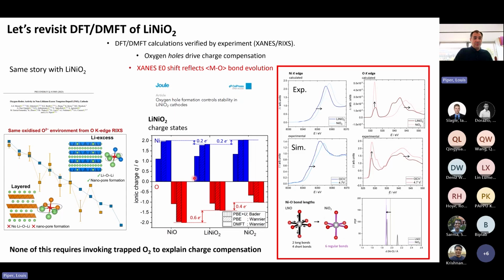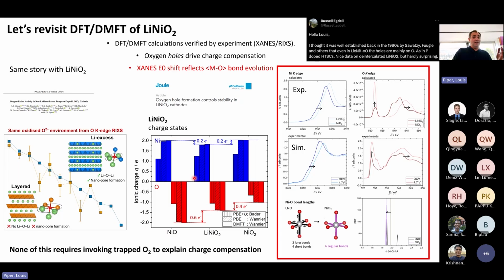So, none of this requires trapped O2 to explain any of the capacity or any of the line changes, except for the signature of the O2. And we're saying for the case of lithium nickel oxide, this is likely a defect, at a defect level, not associated with capacity.